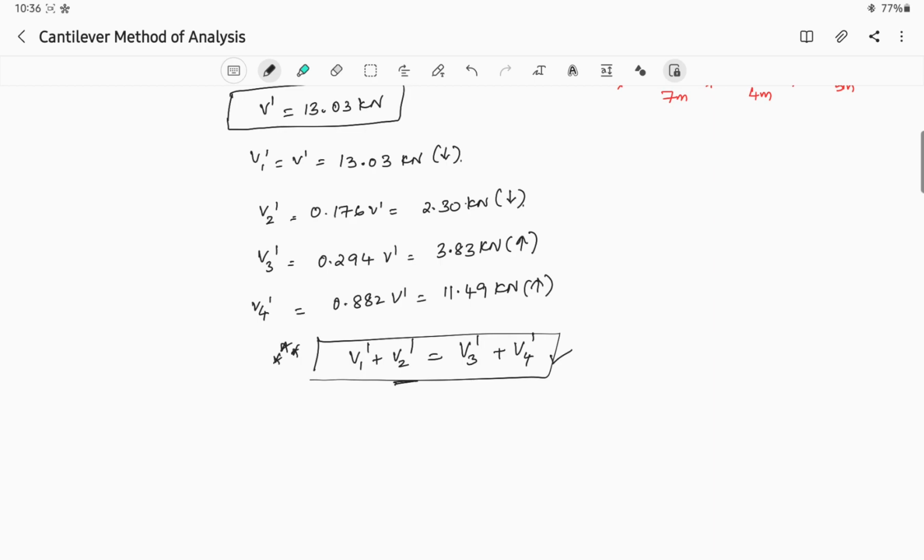If there is a mistake, or if there is a variation of 2 to 3 kilonewtons or 10 to 20 kilonewtons, that means we have made some mistake in our calculations.